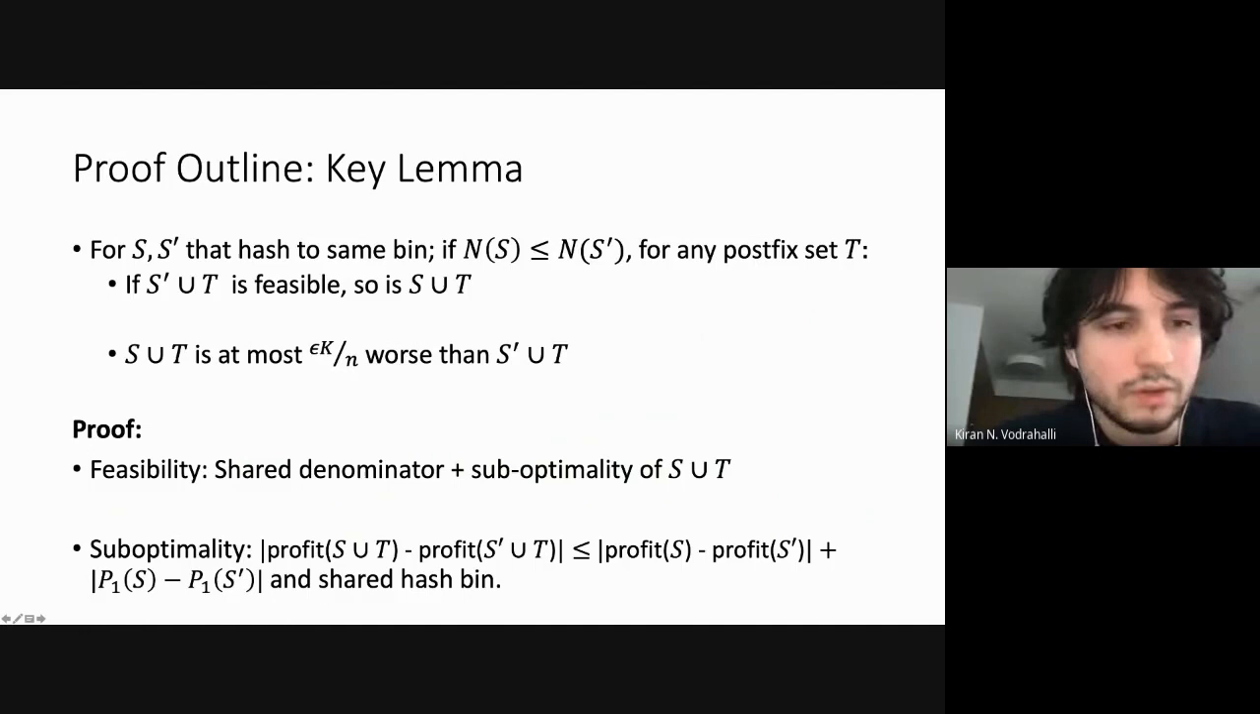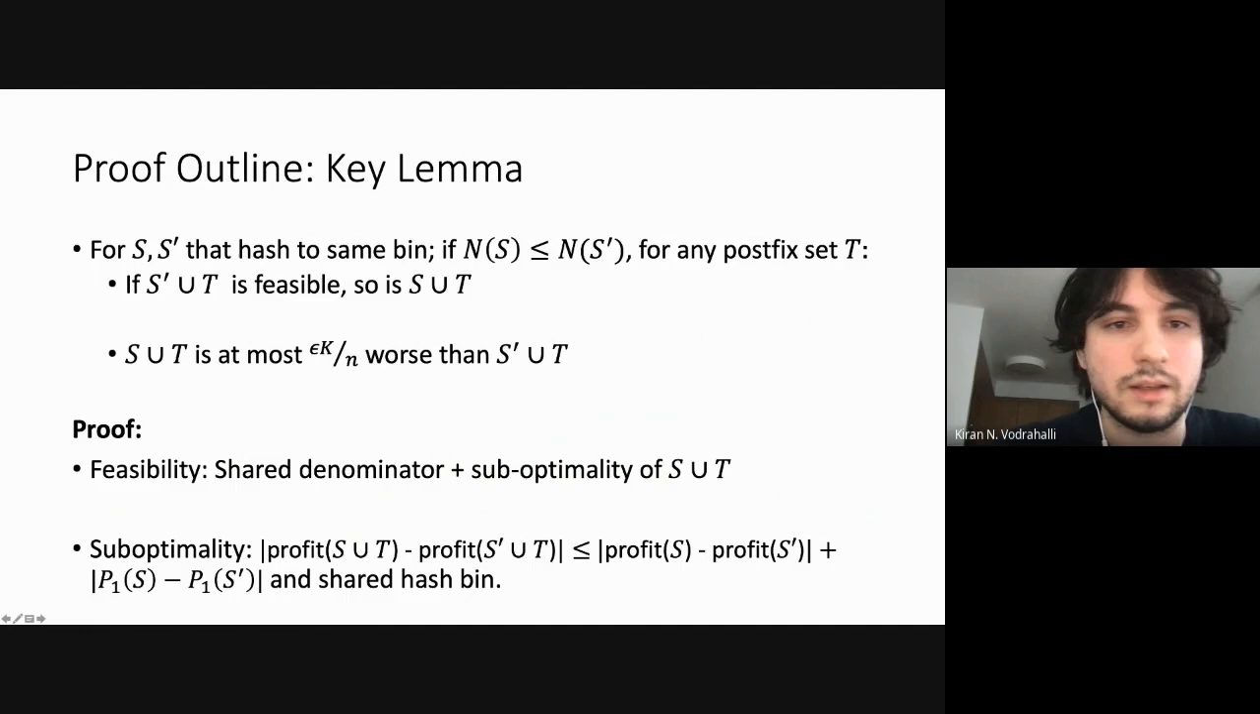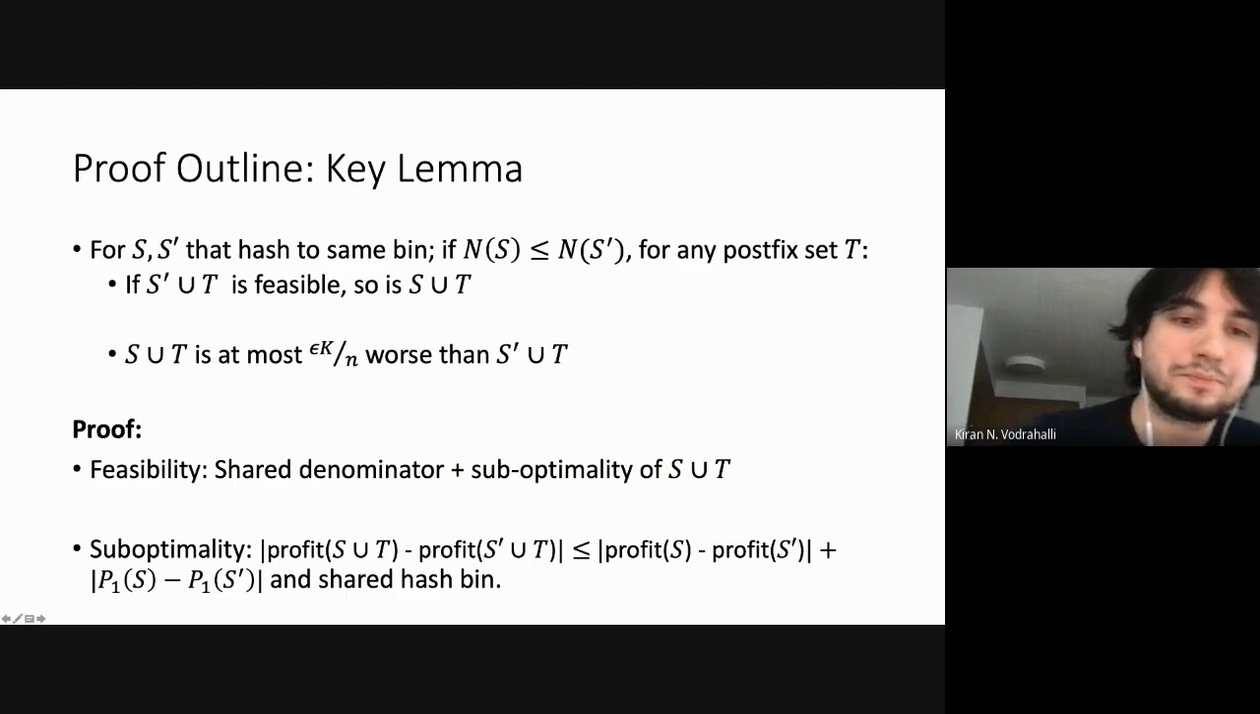The proof of the feasibility condition is just the fact that since they hash to the same bin, they have the same denominator. That's what we get from the third term in the hash table. Then we look at the suboptimality of S union T, and that immediately yields feasibility. For suboptimality, we have a nice relationship, which you can get by expanding out the functions and doing a little simplification. The difference in profits between S union T and S prime union T is bounded by the difference of profits of S and S prime plus the difference in the P1 term of S and S prime. Using the fact that they map to the same hash bin gives us this epsilon k over 2n approximation, and just adding the two gives us what we want. So it's relatively simple.